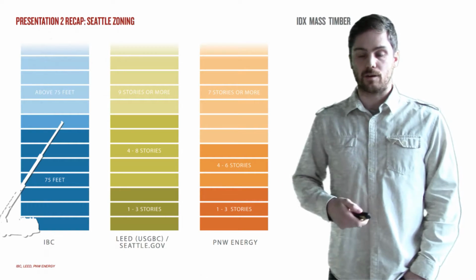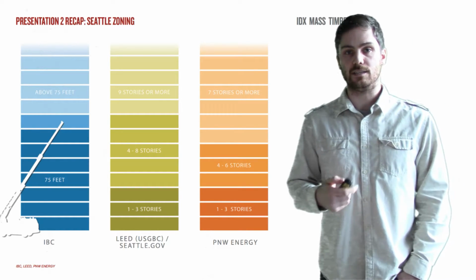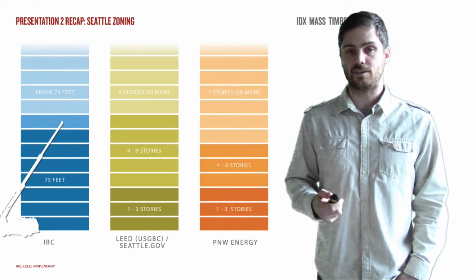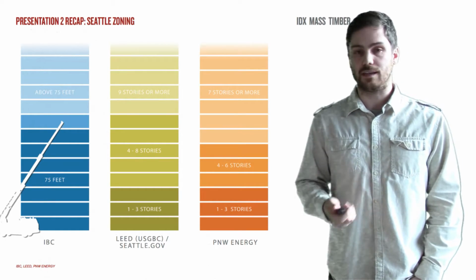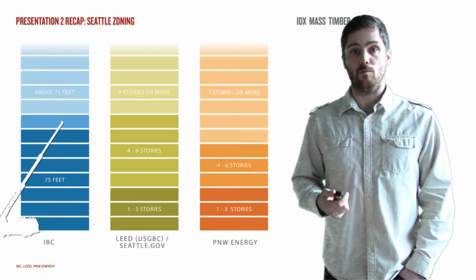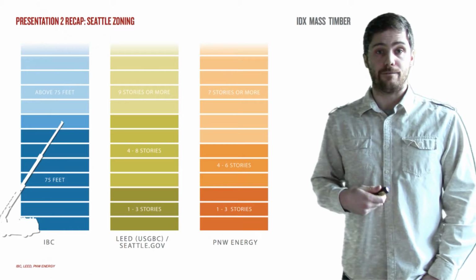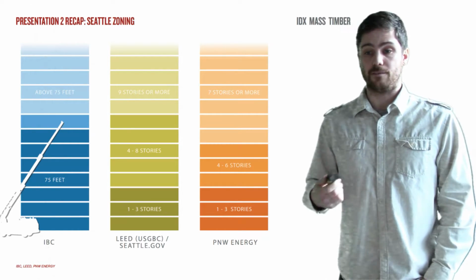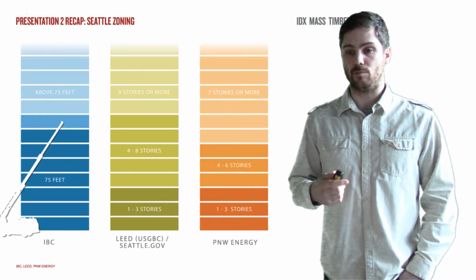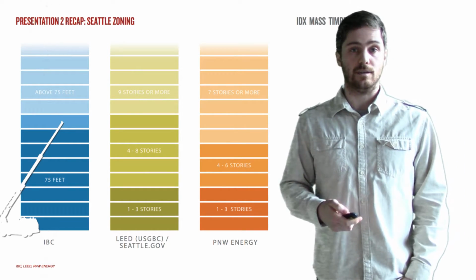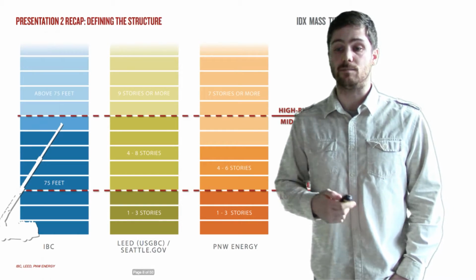Knowing that we're going to be building in Seattle, we found that the zoning requirements and how each source defined their structure are all different. IBC, LEED, and Pacific Northwest Energy all gave different categorizations for what a building structure is defined as. IBC above 75 feet was a high-rise, whereas Pacific Northwest was different, and LEED gave different categories as well. So what we as a team needed to do was find out what is going to be our baseline to define each structure, which leads me to my next slide.